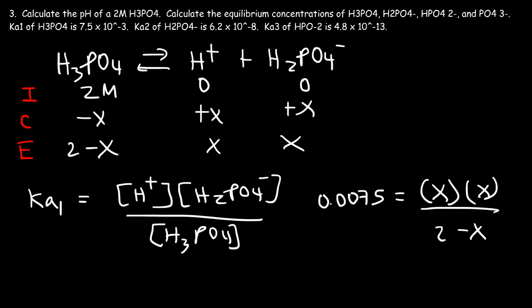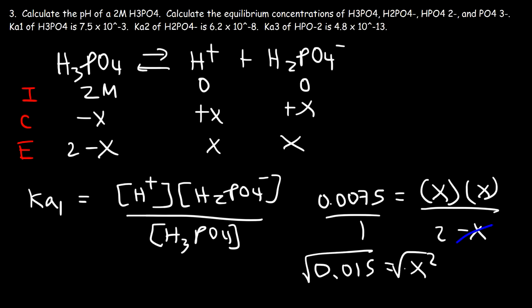Now the question is, is x small or is it significant? Well, let's assume that it's negligible. So we're going to get rid of this value first. So what we're going to have to do is cross multiply. It's going to be 0.0075 times 2, which is 0.015, and that's equal to x times x, or x squared.